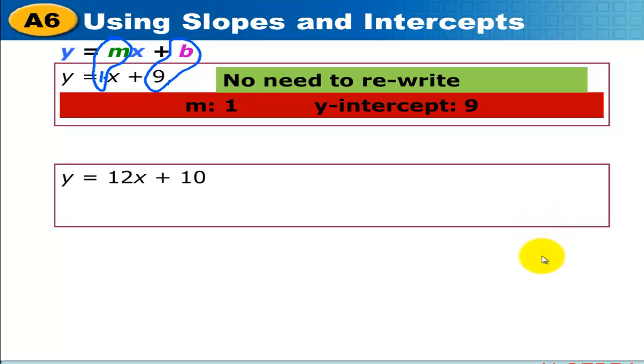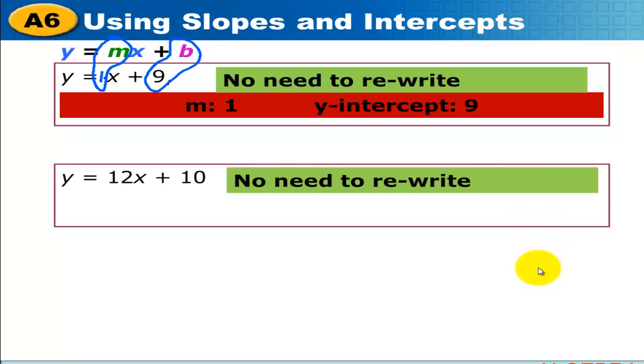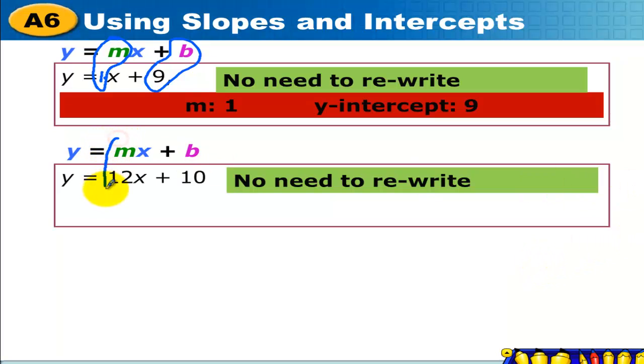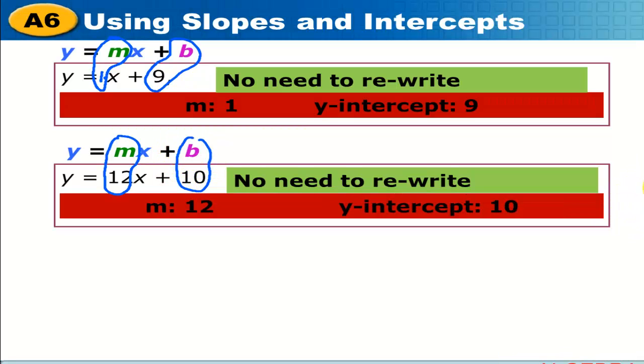Next, y equals 12x plus 10. We don't need to rewrite this. The slope is the number besides your x. In this case, 12. And the y-intercept is equal to 10. Now, if they're going to ask you to write your y-intercept as an ordered pair, this should be equal to 0, comma 10. The previous one will be 0, comma 9.